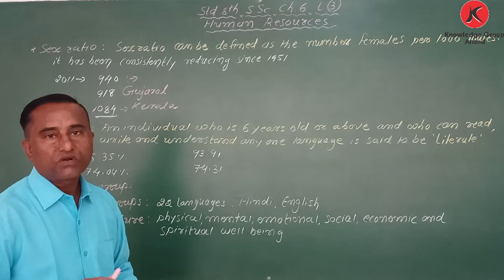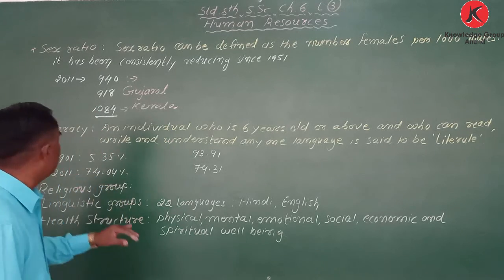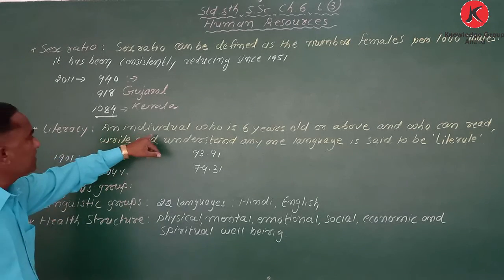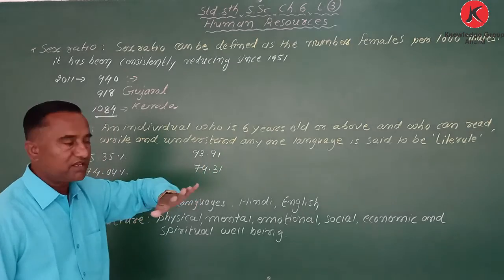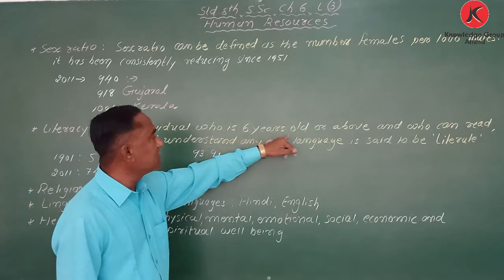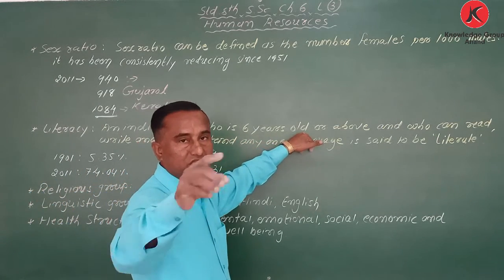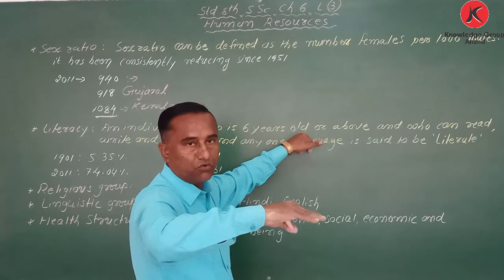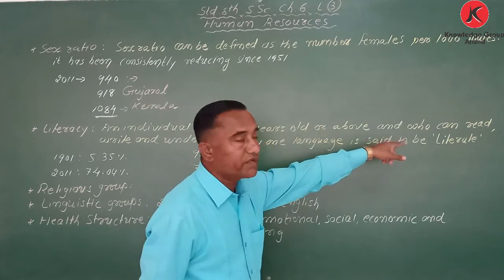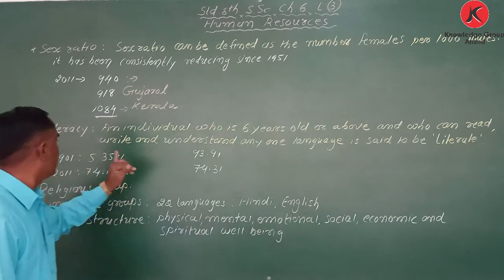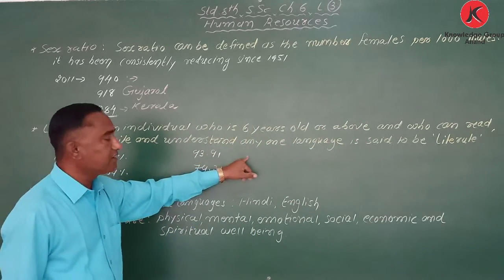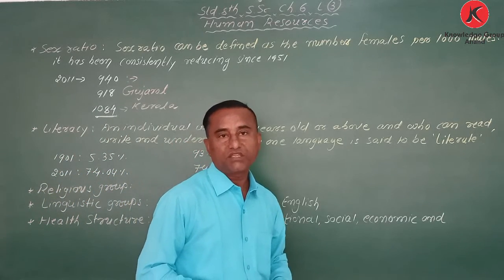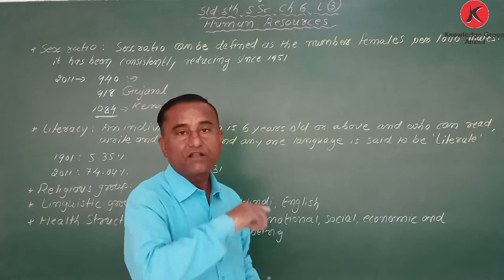What is the definition? Literacy means, who is called literate? An individual who is 6 years old or above, and who can read, write, and understand any one language is said to be literate. This is the definition given by the government.